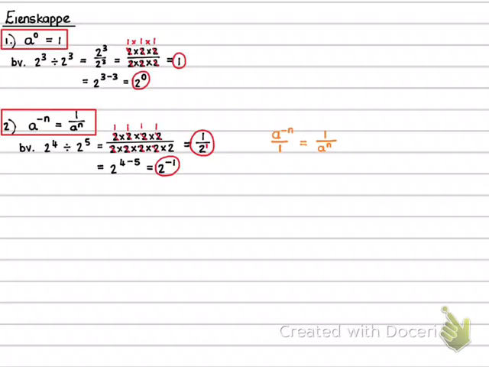So, say we had a negative exponent at the bottom. How do I make it positive? I just write it at the top to make it positive. And that's it.